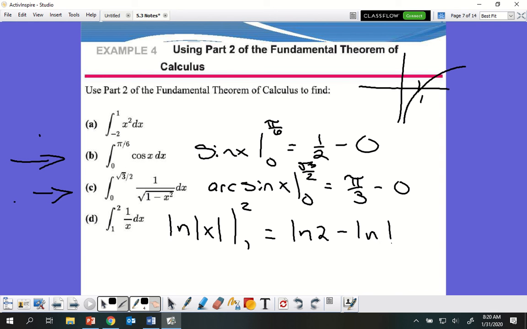All right, and what do we know about one of those? ln1 is 0, right? I just showed it on my graph too, didn't I? Right here, at 1, ln is 0. So ln1 is always 0. So that's going to be 0. So my answer here is ln of 2.